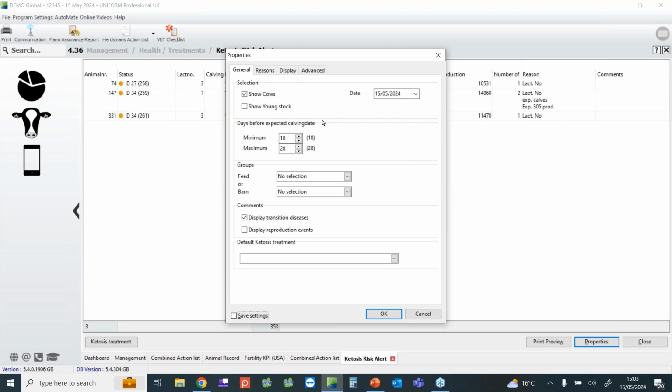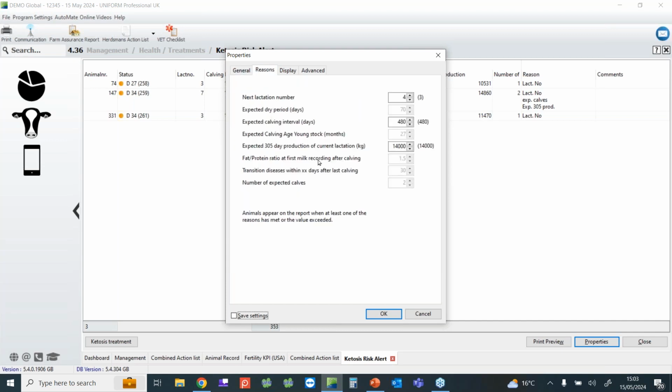If we go to reasons, what we can see here, the ones that are in dark, those are the ones that you can adjust, and the other ones are preset. So we're pulling out animals over a certain lactation number, or that have an expected dry period that is going to be more than 70 days. The calving interval is more than 480, then the cow will appear on the list. And again, we can put in a figure for production. We have the fat and protein ratio at the first milk recording after calving off the previous lactation, and then any transition diseases that occurred within the last 30 days.